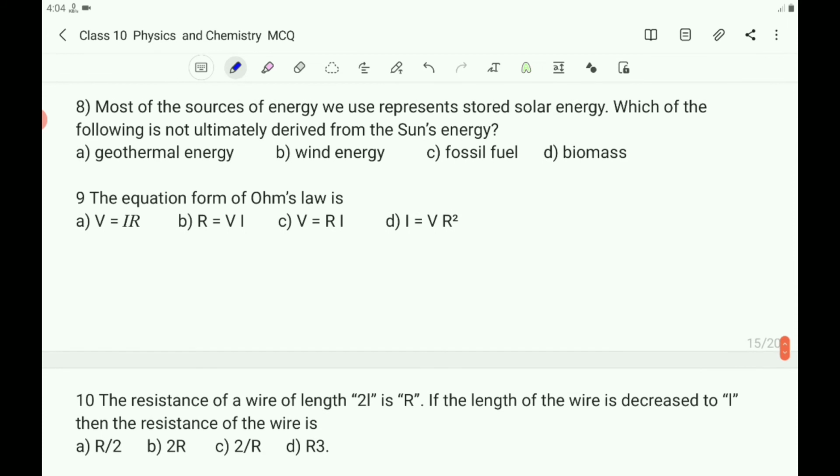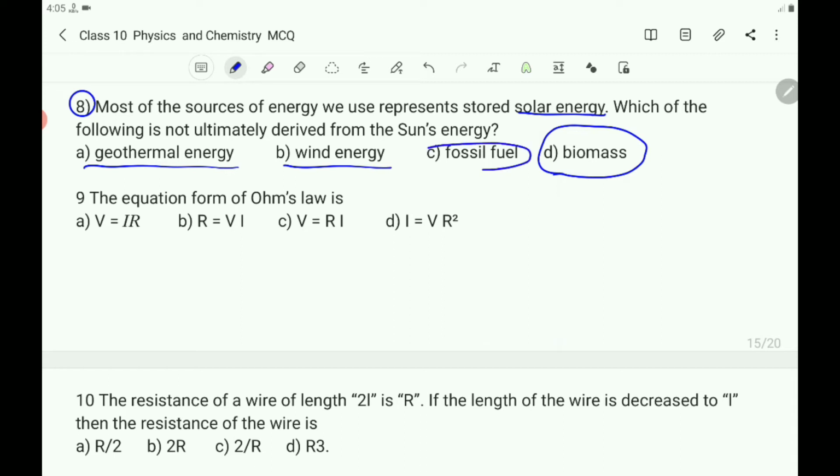Next, let us take question number 8. Most of the sources of energy we use represent stored solar energy. Which of the following is not ultimately derived from the sun's energy? Geothermal energy, wind energy, fossil fuels, biomass. Here biomass depends upon solar energy, because biomass is nothing but plant and animal waste. Plants produce their food with the help of sunlight, and animals use that food. So biomass is derived from the sun's energy.